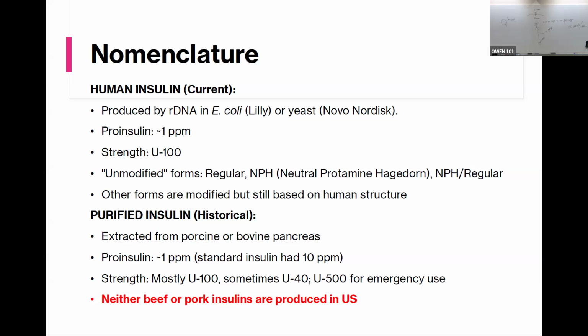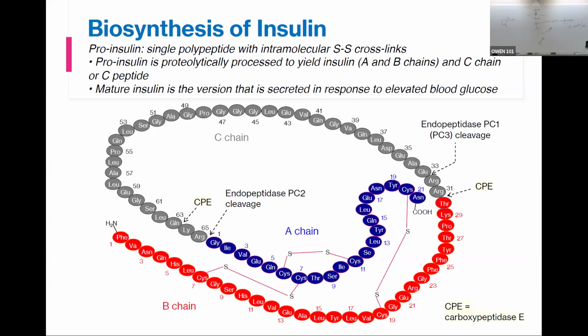The number is quite different. Sometimes you get 1,000 ppm and so on. But nowadays, because of the very good purification systems, it's very low. 1 ppm, the worst maybe 10 ppm and so on. So as I mentioned here, neither beef nor pork insulin are produced in the US nowadays. Everything is recombinant insulin, right?